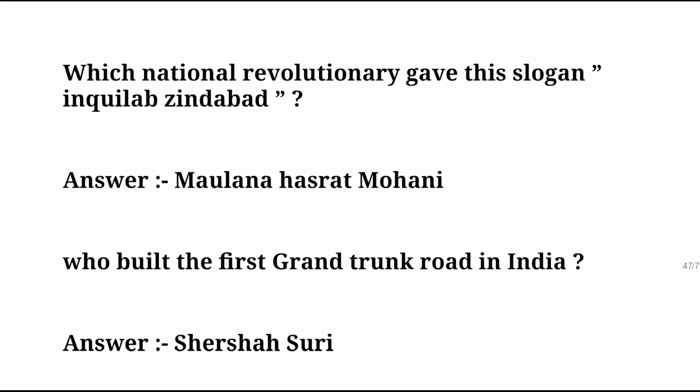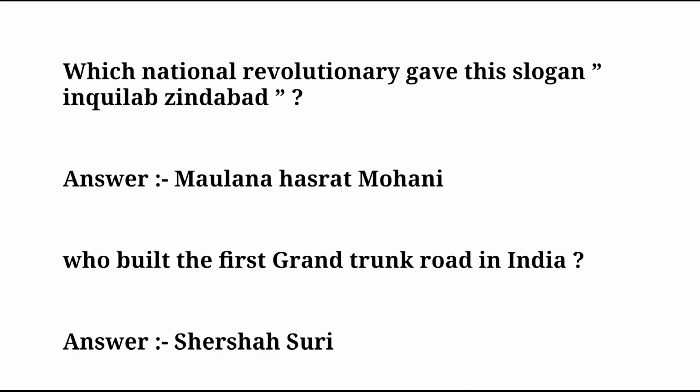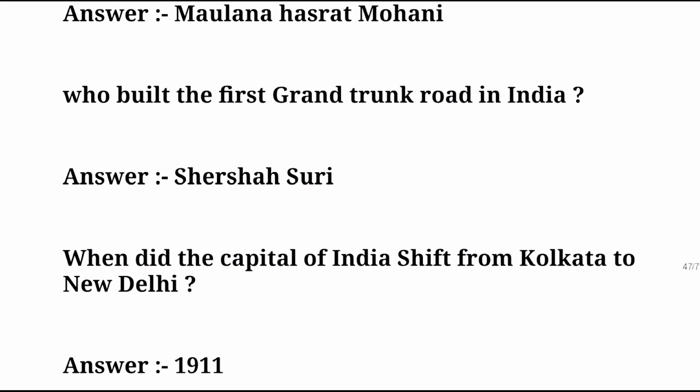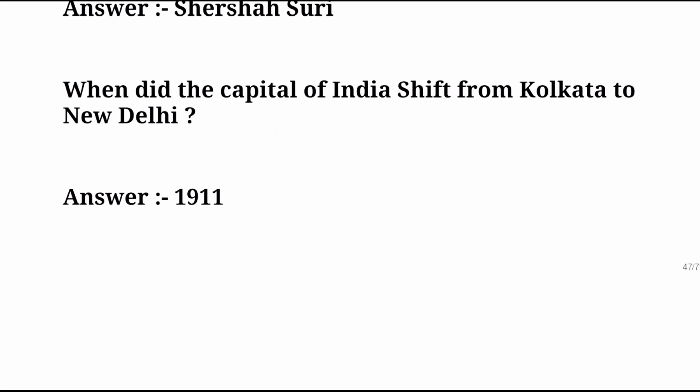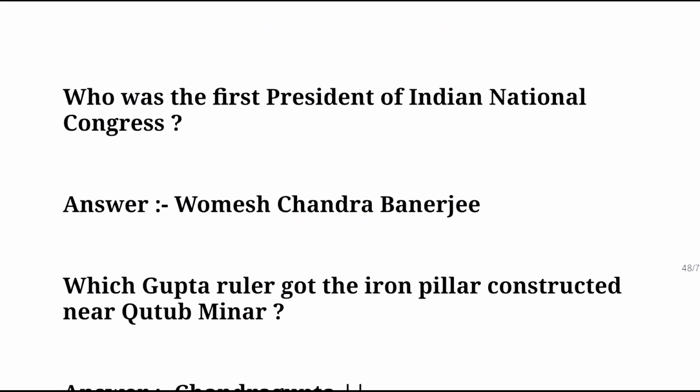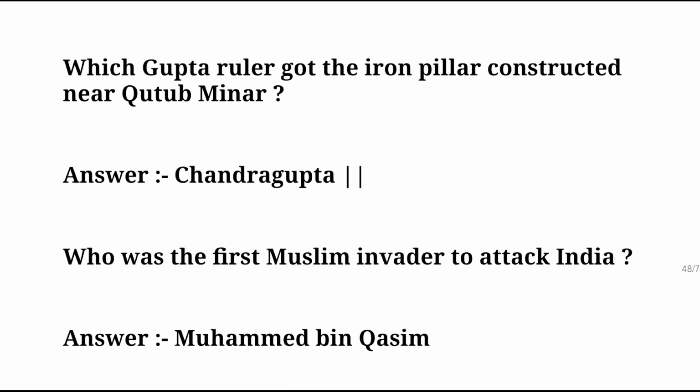Which national revolutionary gave the slogan, Inqilab Zindabad? Answer. Maulana Hasrat Mohani. Who built the first Grand Trunk Road in India? Answer. Sher Shah Suri. When did the capital of India shift from Kolkata to New Delhi? Answer. 1911. Who was the first president of Indian National Congress? Answer. Womesh Chandra Banerjee. Which Gupta ruler got the iron pillar constructed near Qutub Minar?